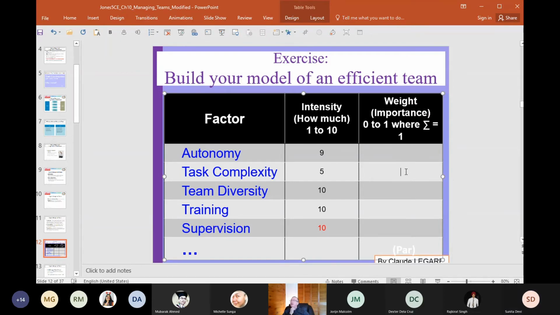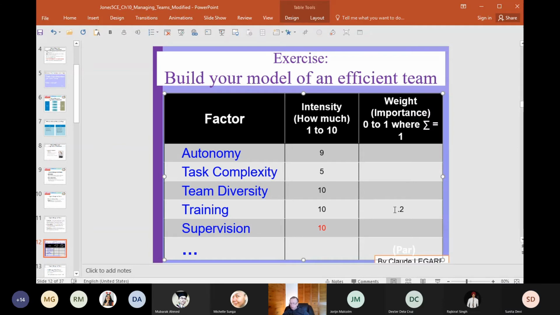So for example, if I say that task complexity should be equal to 0.3, it means that task complexity will be explaining 30% of the efficiency of a team. All right. So let's suppose, out of 100, how much weightage one is actually holding, that I would have to explain, right? Okay. So again, if I say, for example, training weighs 20%, I will write 0.2, right?